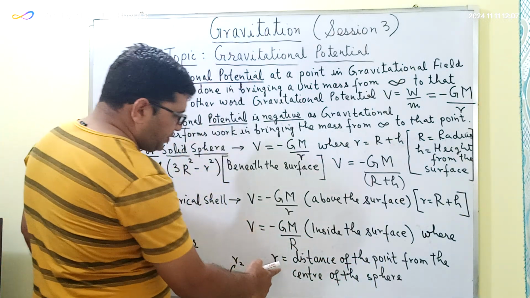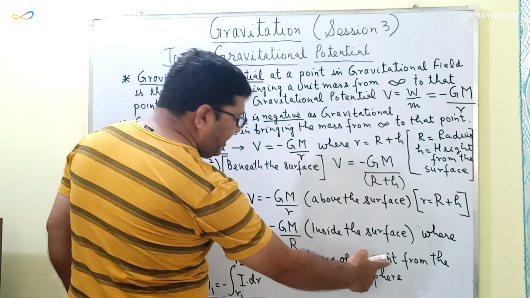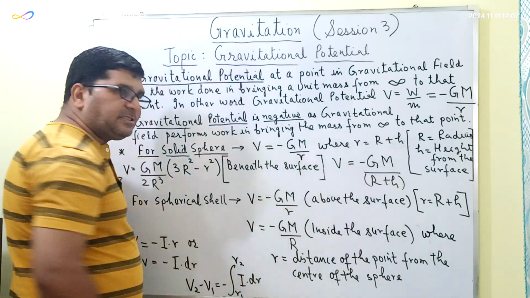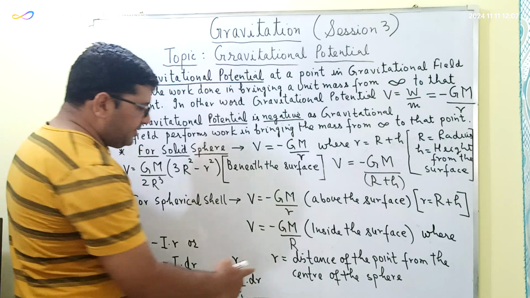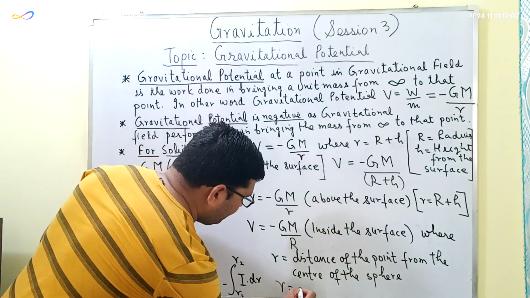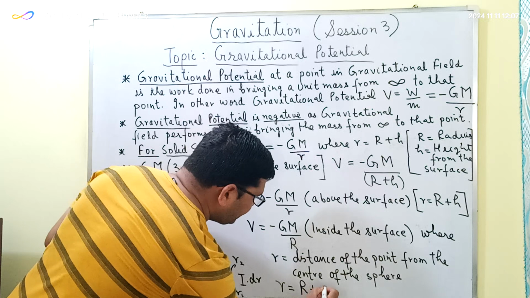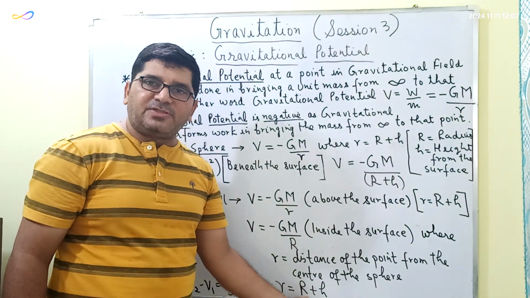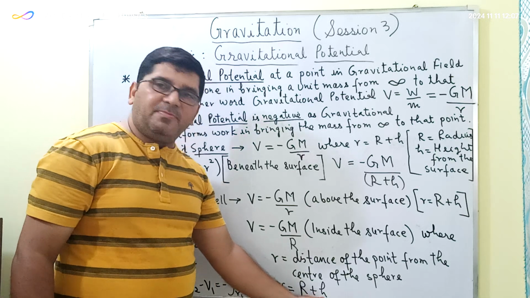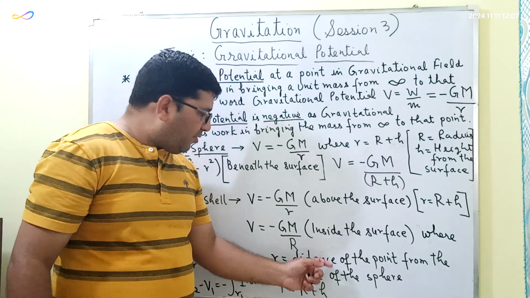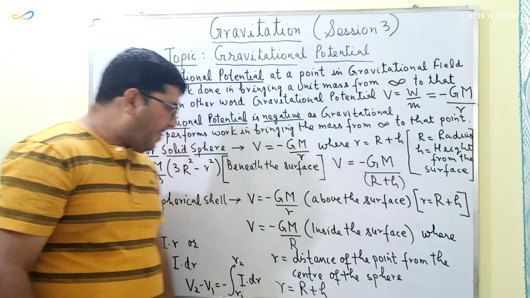And here, this small r is what? This is the distance of the point from the center of the sphere. That is, if the point is lying outside the spherical shell, then r will be equal to capital R plus h here, where this capital R will be the radius of the spherical shell and h will be the distance of the point from the surface of the spherical shell.